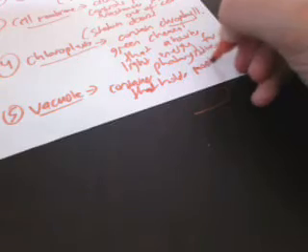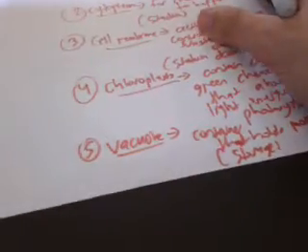Then you've got the vacuole. This is the container that holds moisture, sometimes waste. Think of this as the storage place, like a bin. Then you've got the nucleus, number 6.